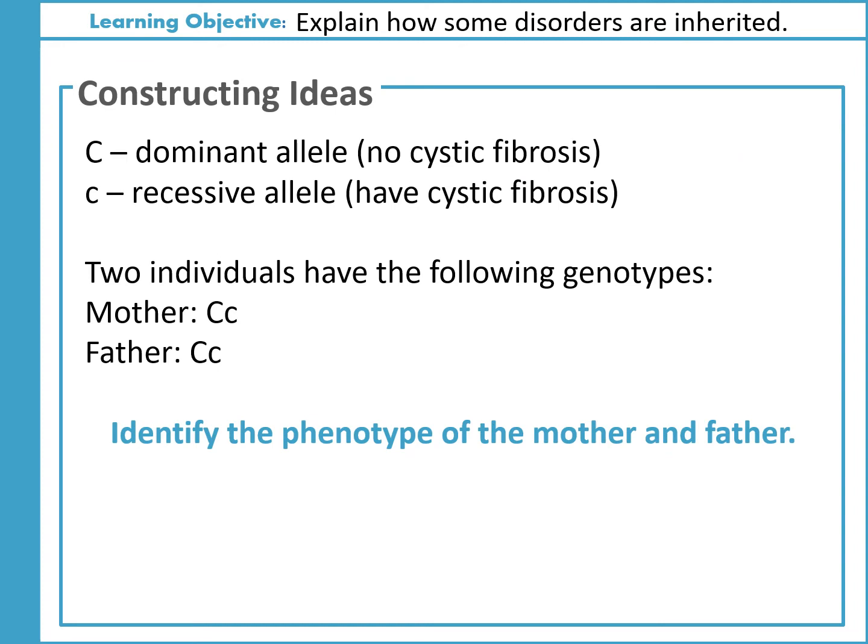Okay, so capital C we're going to call a non-cystic fibrosis allele, so that's the dominant allele, and lowercase c is the recessive allele and could result in a person having cystic fibrosis. So if we look at a pair of parents, two individuals have got the following genotypes. The mother is big C, little c, and so is the father. Okay, so what would the phenotype of both the mother and the father be? Have a little think about that.